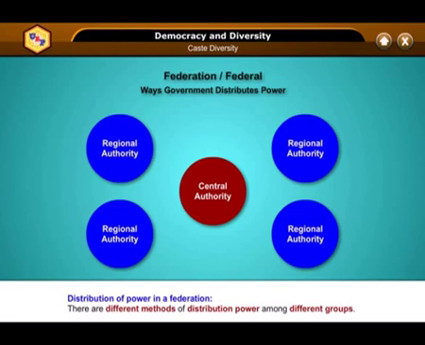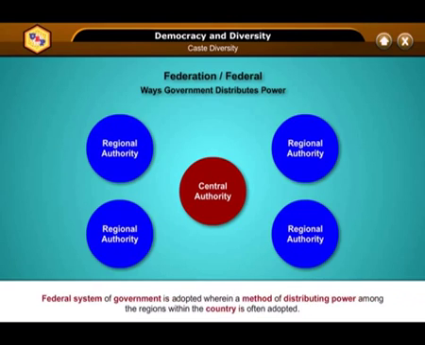Distribution of power in a federation. There are different methods of distributing power among different groups. Federal system of government is adopted, wherein a method of distributing power among the regions within the country is often adopted. Under this system, the Constitution itself creates governments at the regional level and decides the powers of the regional level governments.